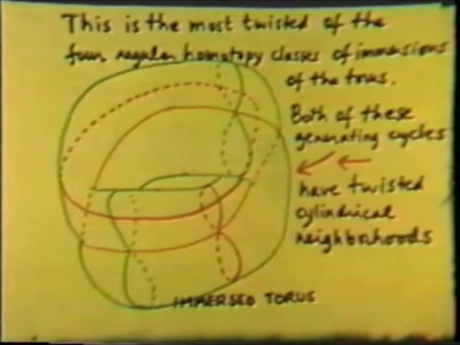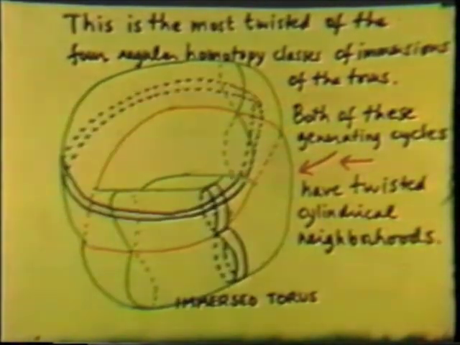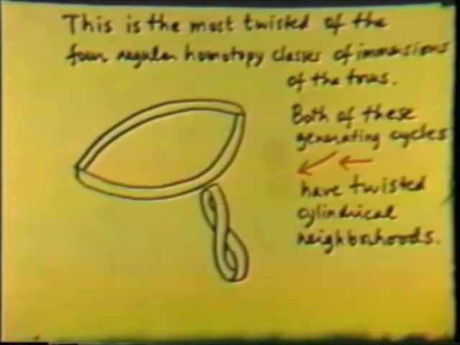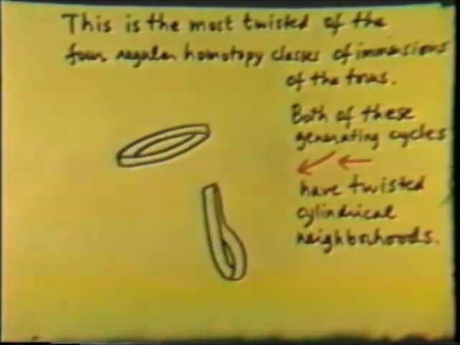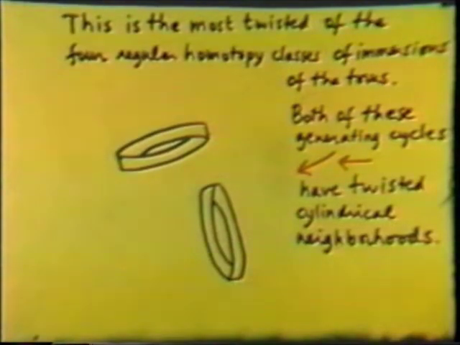Both of these generating cycles have twisted cylindrical neighborhoods. They both have one complete twist. Consequently, this immersion may not be simplified by immersion-cobordism. 8 copies of Boy's surface are immersion-cobordant to 2 copies of the twisted torus.